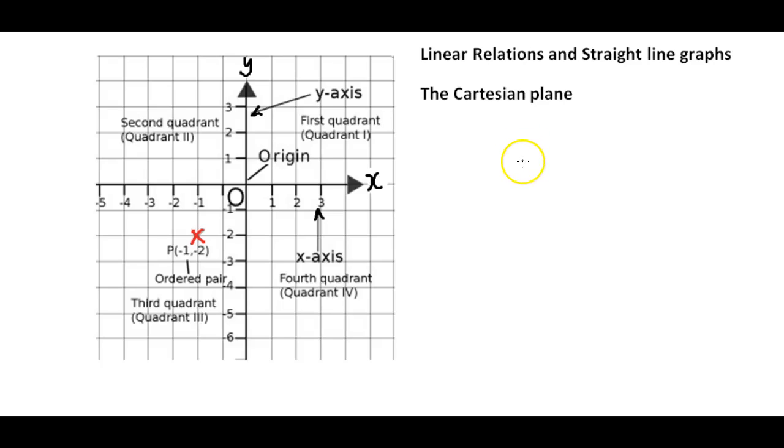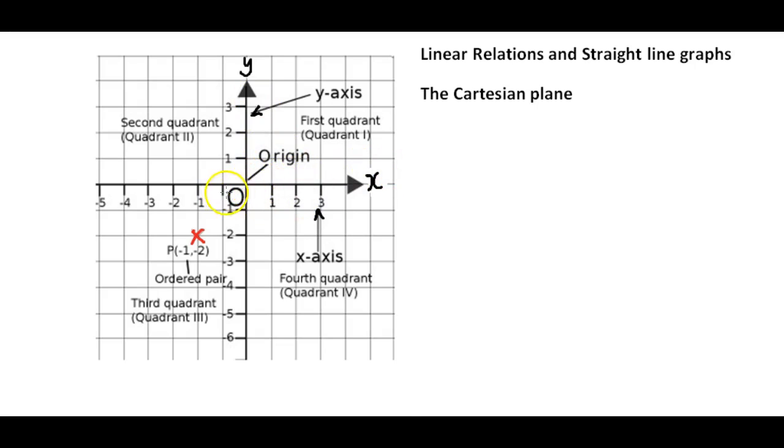In this series of lessons, we're going to review linear relations and straight line graphs. To start off with, we're going to look at the Cartesian plane. The Cartesian plane is formed by two number lines at right angles to one another. They intersect at a point called the origin. That's where both zeros line up.